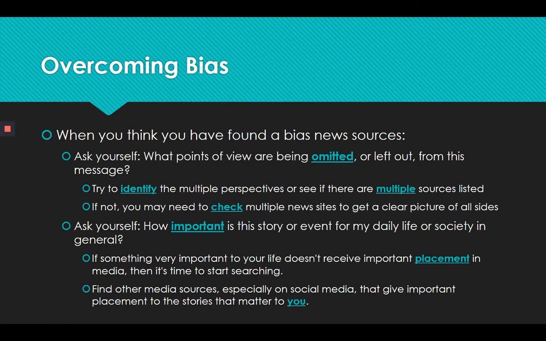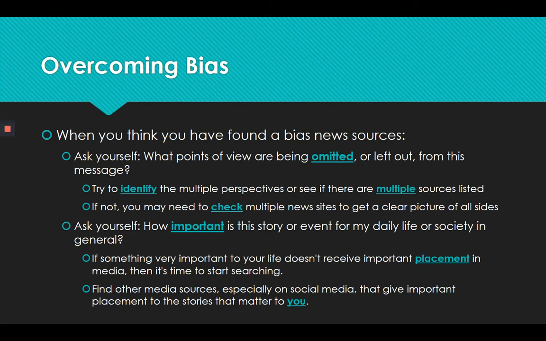How do we overcome this bias? When you think you have found a biased news source, ask yourself what points of view are being omitted or left out from this message. Try to identify the multiple perspectives or see if there are multiple sources listed. If not, you may need to check multiple news sites to get a clear picture of all sides.